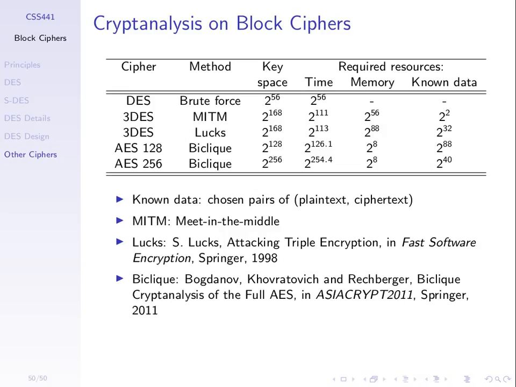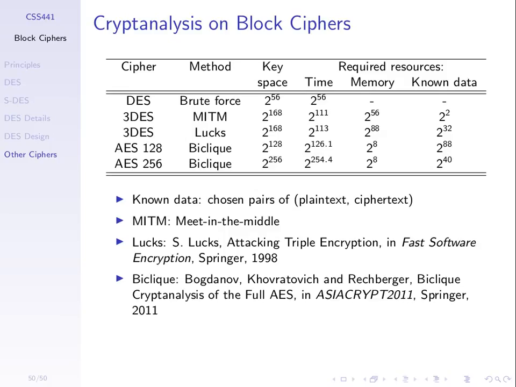Now the key space here, 2 to the power of 168, assumes three different keys, K1, K2, K3. So there are 2 to the power of 168 possible keys. We said the meet in the middle attack is not possible in that you have to come from both sides and you don't actually meet in the middle. You can do it in multiple steps to try and cut down on the number of operations needed.